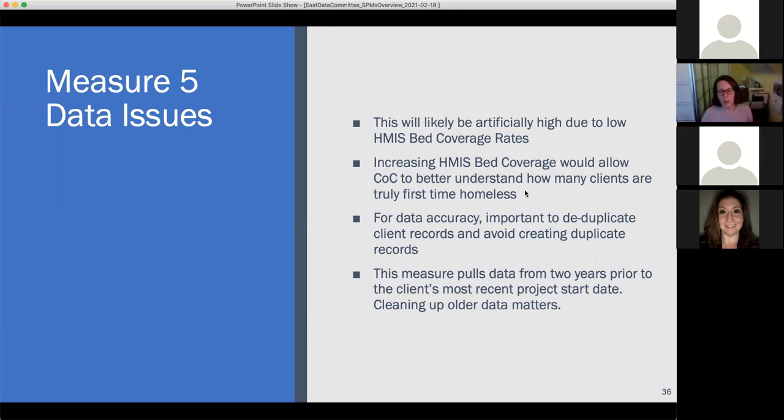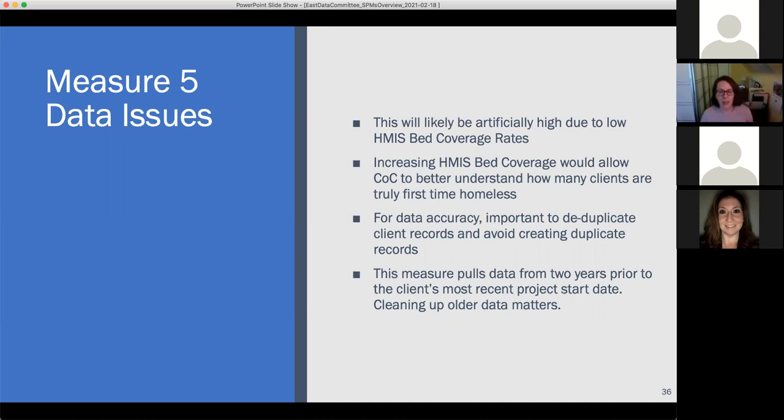And then in terms of what we can do on the data side, the big one here is deduplication of records, and to make sure that we do not duplicate records moving forward. So just making sure that we go back and deduplicate records as possible, and that we are not creating a new record for somebody every time they enter the system, but instead really truly looking for them to find their existing record. If we do, they'll always be first-time homeless, right?